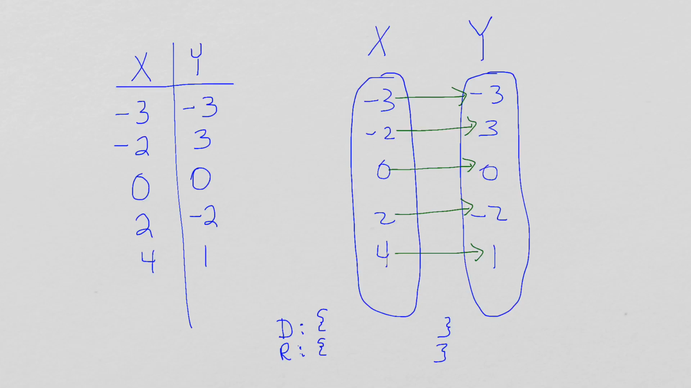Then what we're going to do is identify our domain. Our domain is going to be our x values. And that's easy to remember because x comes before y in the alphabet, and D comes before R for range in the alphabet. So our domain is going to be -3, -2, 0, 2, 4, and our range is going to be -3, 3, 0, -2, 1.